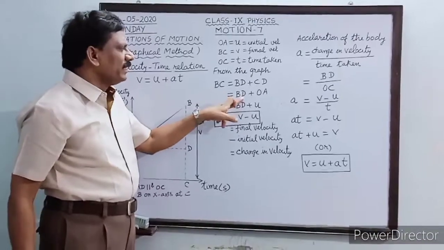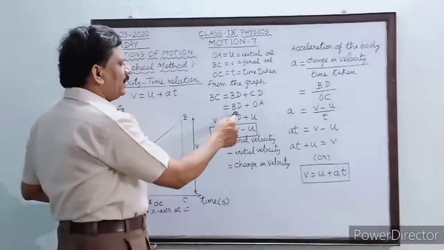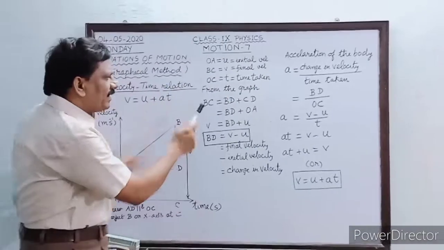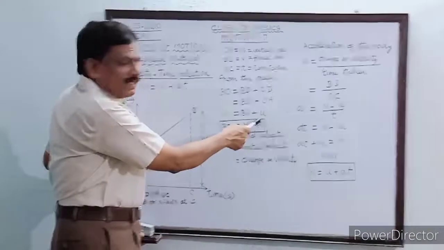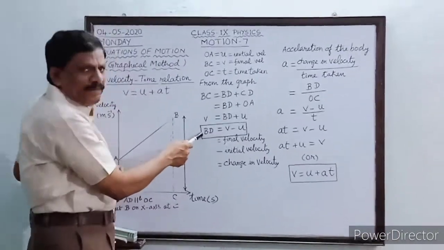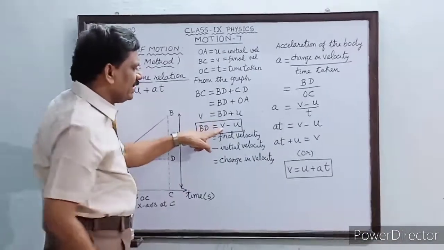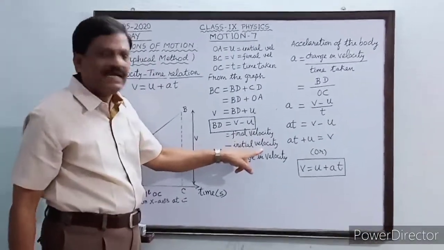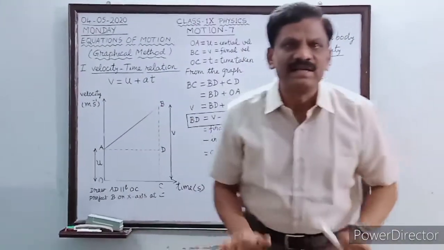So BC can also be written as the sum of BD and OA. But already you see that BC is equal to the final velocity of the body, V. So instead of BC I have substituted V, and instead of OA I have substituted U. Therefore V is equal to BD plus U, or BD alone is equal to V minus U. V is the final velocity and U is the initial velocity, so this is equal to final velocity minus initial velocity, and that is equal to the change in velocity of the body. Up to this step, are you understanding or not?